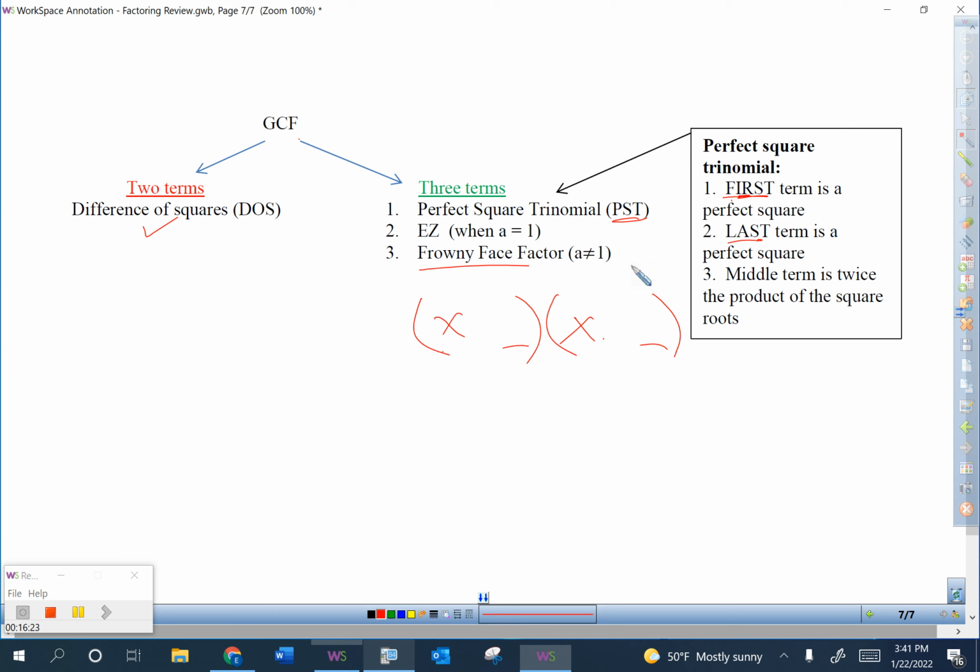Please, if you struggle with factoring, ask questions early because it will not go away all semester long.